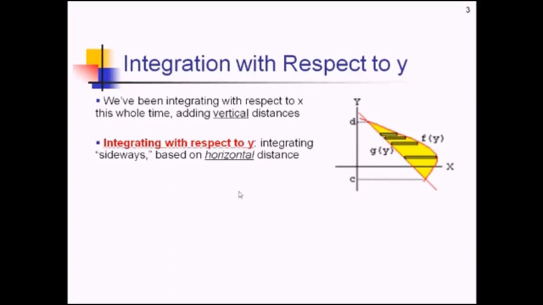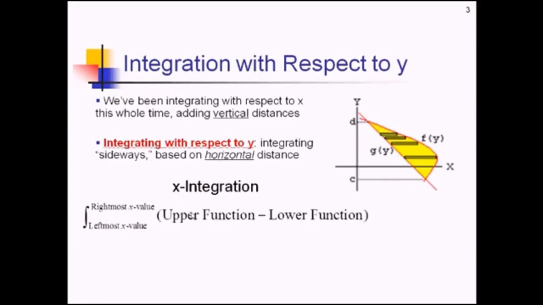To compare this with integration with respect to x, the old way of doing things, x integration, you have an integral that is going from the leftmost x value to the rightmost. We're going left to right on the bounded region. And we're doing top function minus bottom function, upper function minus lower function. And since this is a function of x that we're integrating on this, dx was our differential in this situation.